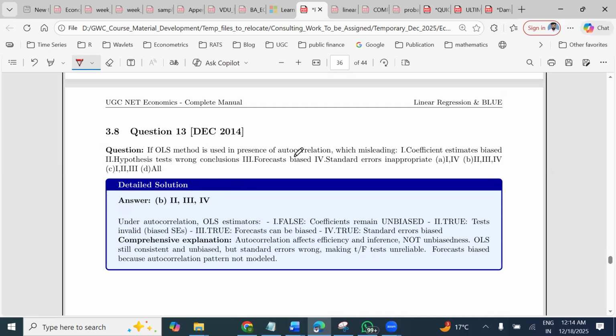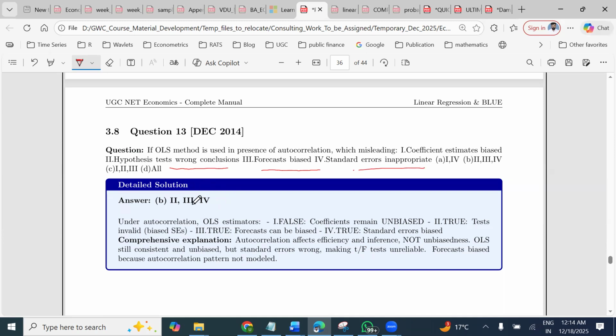If the OLS method is used in the presence of autocorrelation, which is misleading? You have to tell me the answer quickly. OLS used in presence of autocorrelation: coefficient estimate will be biased, hypothesis test will give you wrong conclusion, forecast will be biased, standard error will be inappropriate. All of these are true. So what is the answer?